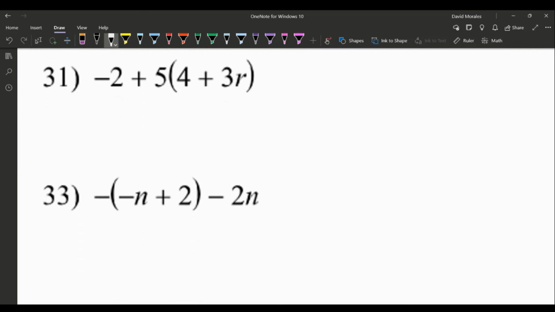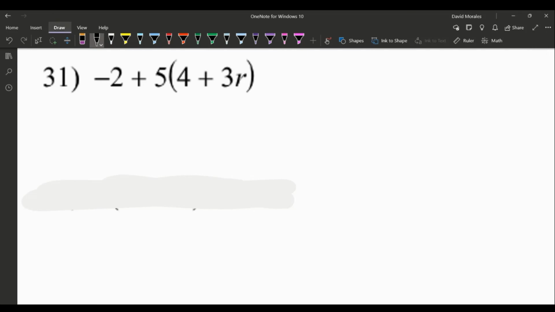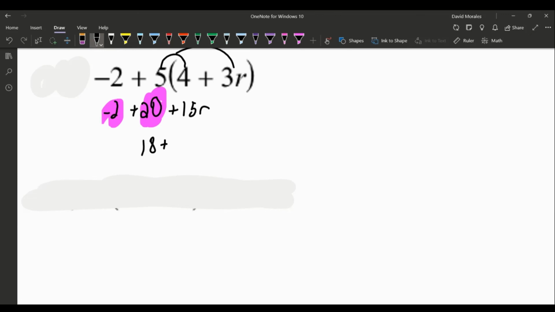Let's go ahead and move on to our next one. All right, so we're going to drop the negative 2. 5 times 4 is 20. 5 times 3r is 15r. We have our like terms. Negative 2 plus 20 is 18. So 18 plus 15r.